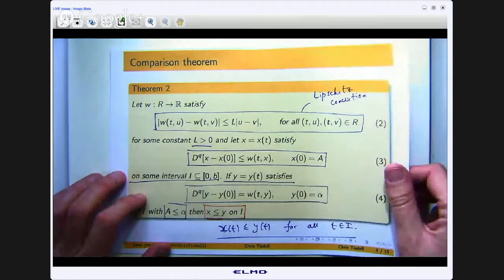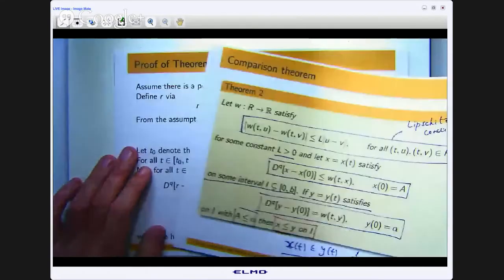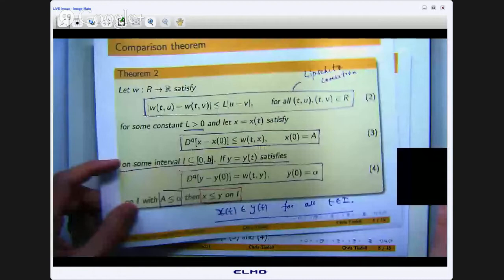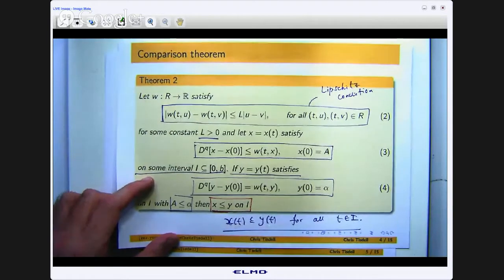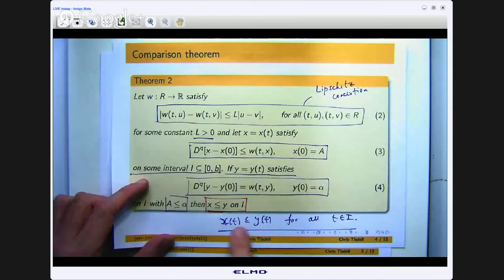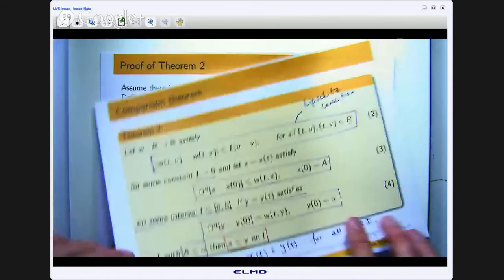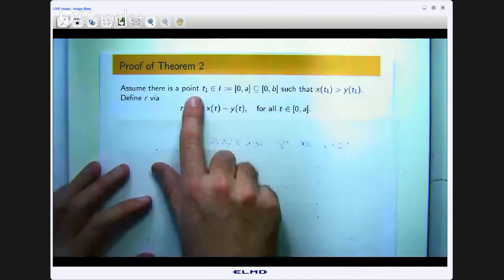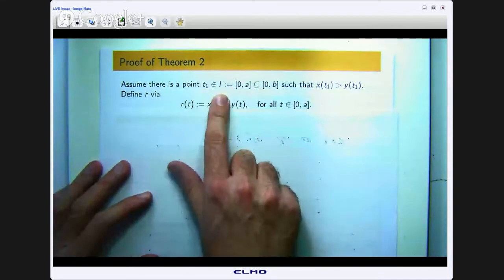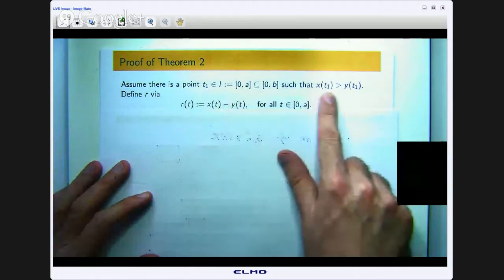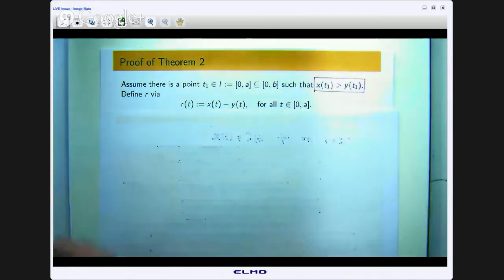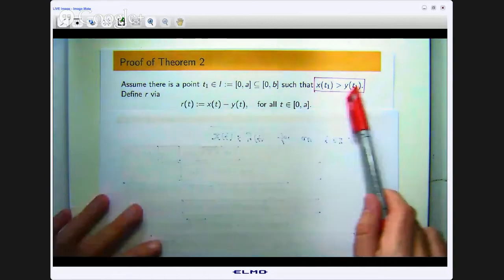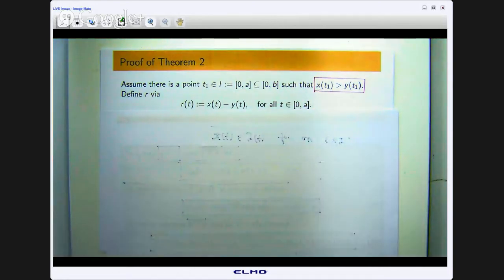Okay. All right. So what we're going to do is sort of argue by contradiction. We're going to assume that there is a point in I such that this inequality doesn't hold. And we'll show that you end up with a whole bunch of nonsense if this isn't true. Okay? So let's assume there's a point T1 in the interval, which I've defined to be that, such that our conclusion of the theorem doesn't hold. Okay, what we're going to do is show that this actually leads to some sort of nonsense.